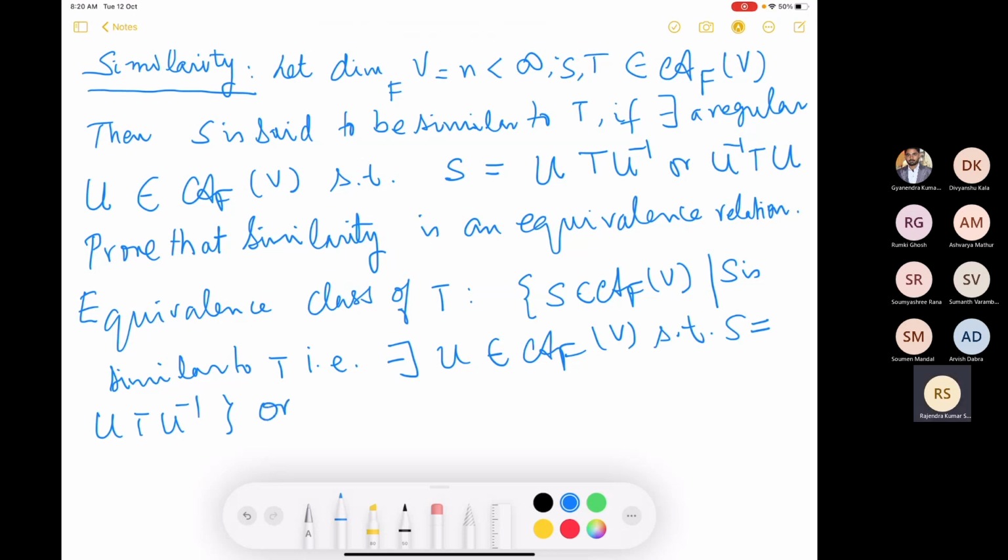Or also is the same as this class. So this is the class of T. The class of T is therefore also the same as UTU inverse, where this U is a regular transformation, all with that U in A(F,V) being regular.